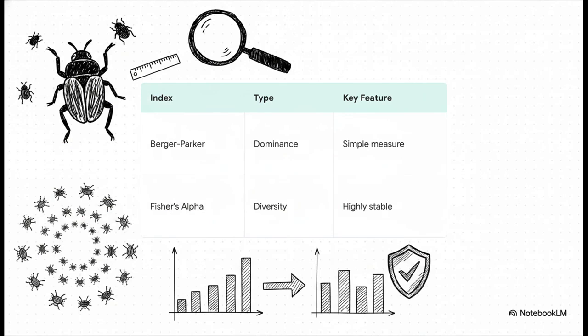Rounding out the alpha indices, we have 2 really fascinating outliers. The Berger-Parker index is just a delightfully simple measure of single species dominance. You just take the abundance of your most dominant bug and divide it by the total catch. Super easy. Meanwhile, Fisher's alpha is a completely different beast. It's a complex log series distribution parameter, but its massive superpower is that it is incredibly stable across wildly different sample sizes. It's absolutely perfect for comparing field efforts that were a little uneven.